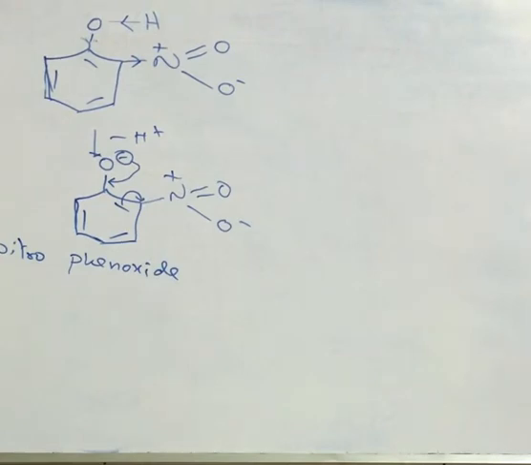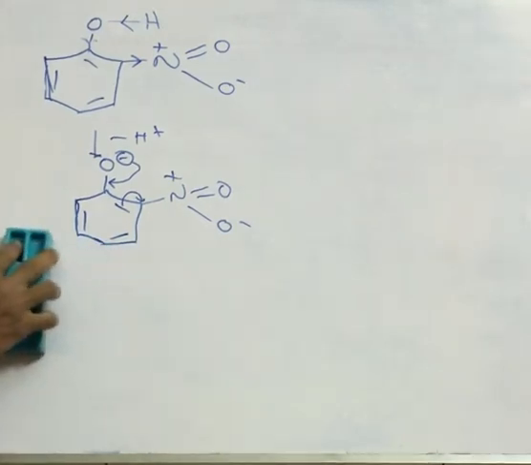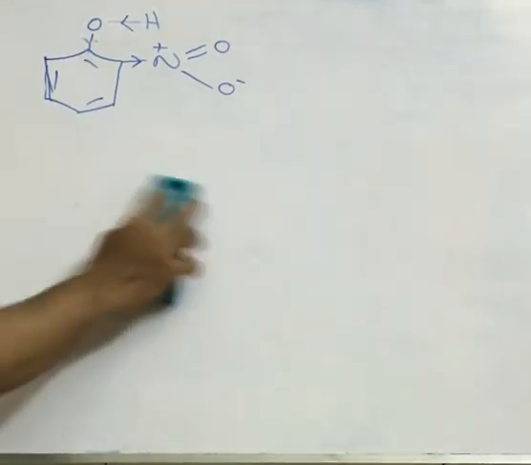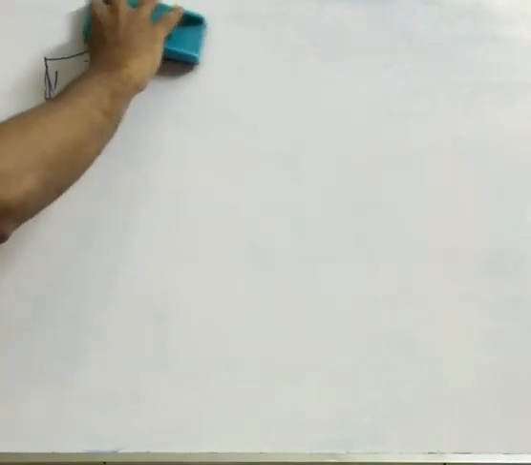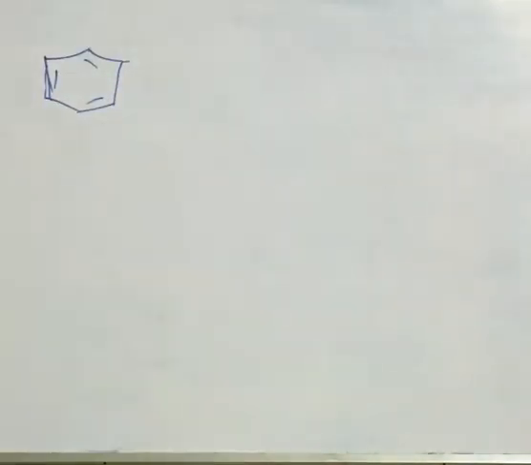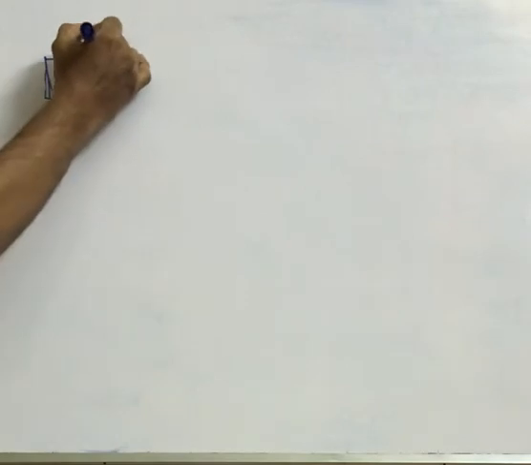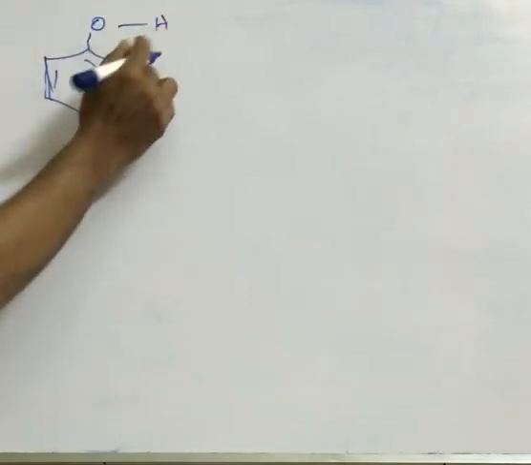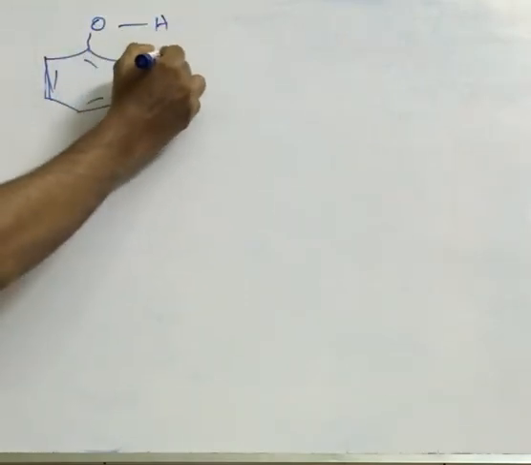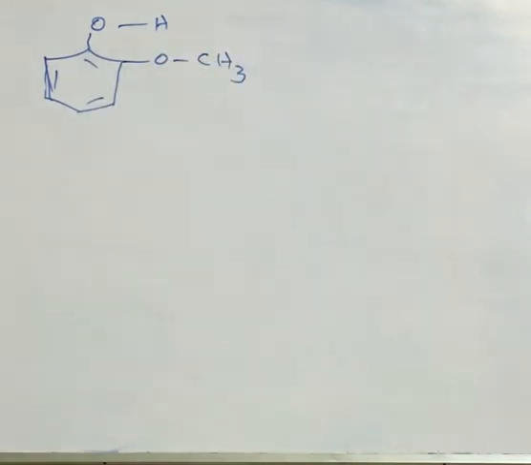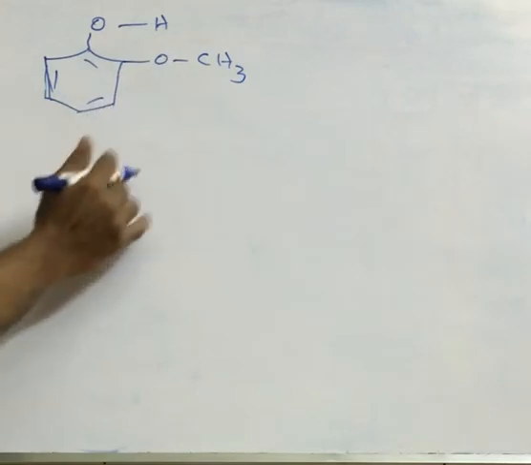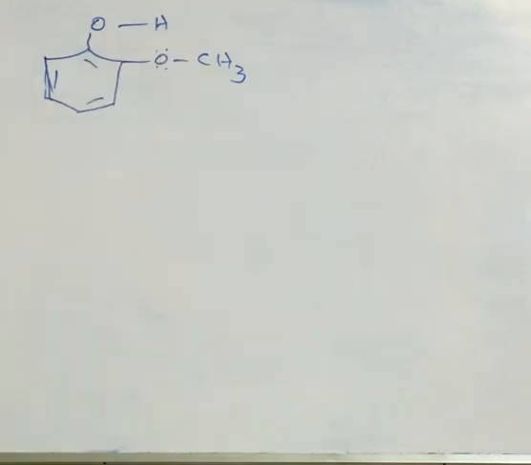methoxy phenol. That's the next question. Next one, they ask to compare with methoxy phenol. The methoxy group, you know, is OCH3, sorry. So now I have oxygen and hydrogen, then another one is OCH3. In the previous one we had the electron withdrawing group nitro, but now this is an electron donating group, an electron releasing group.